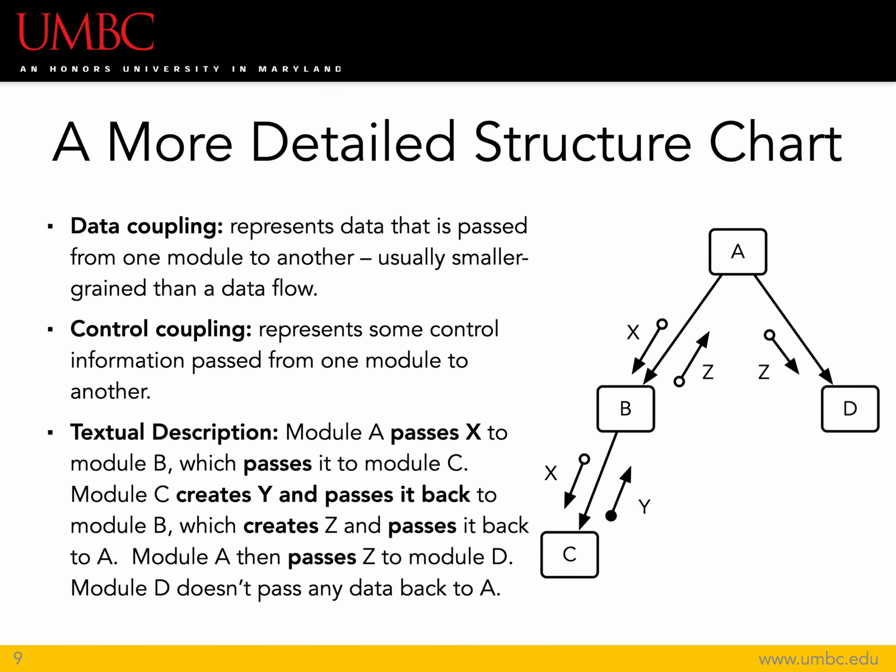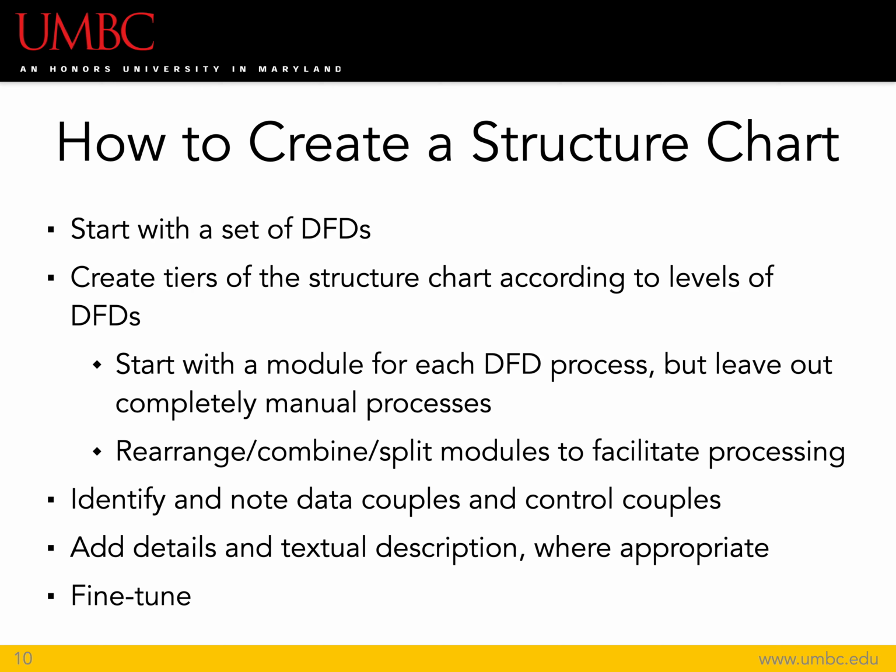So how do we actually create structure charts? Well, if we're starting with a set of DFDs, which is the basis of this course and the process that we're teaching you for building information systems, you can create tiers of a structure chart according to the levels of your DFD. You'd start with a module for every DFD process and then leave out all of the totally manual pieces. So anytime you're interfacing with an external entity that is not an automated server, you'd have to leave that part out. Then you can rearrange and combine modules to facilitate a flow that makes sense for processing.